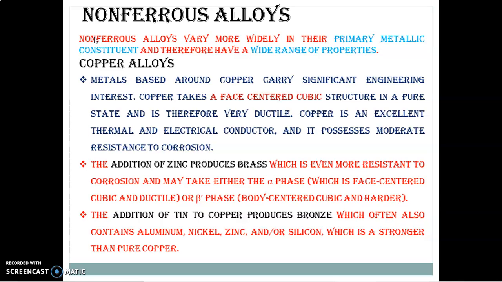Then the addition of tin inside the copper is called bronze, and it often contains aluminium, nickel, zinc and/or silicon, which is stronger than pure copper. So for bronze, the main constituents are copper and tin, and in brass the main constituents are copper and zinc.